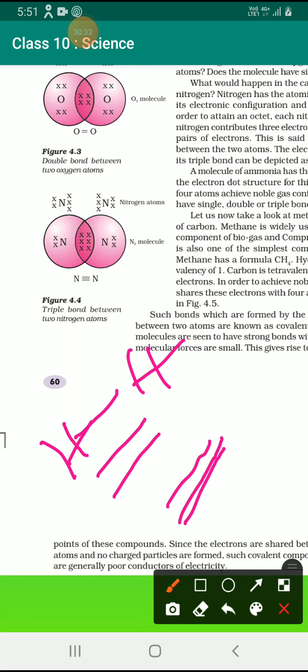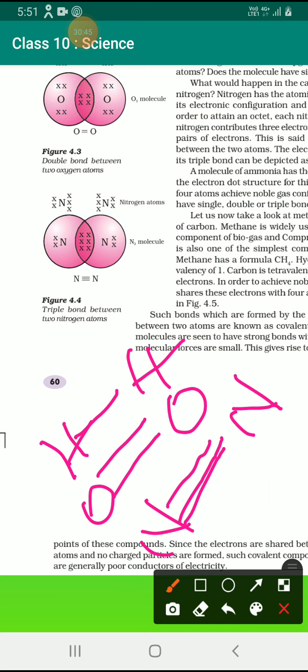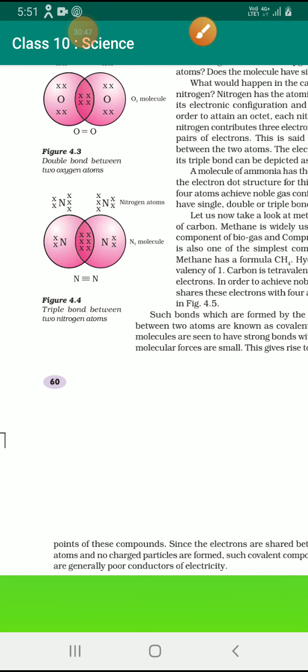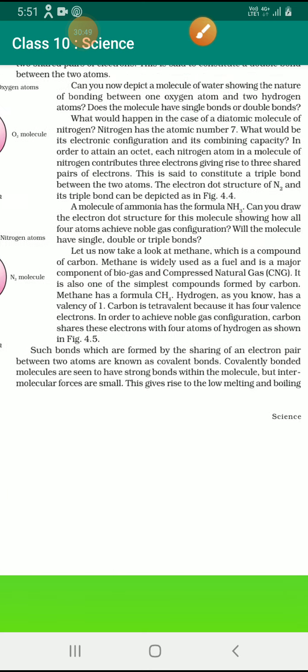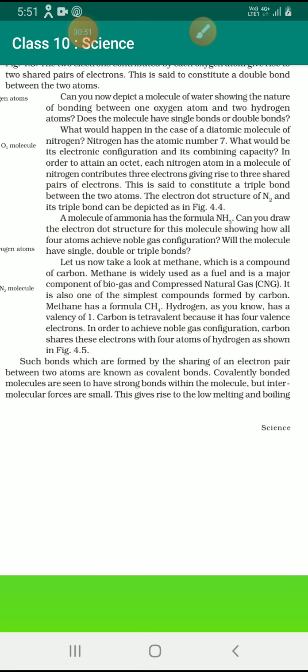Single bond, double bond, example oxygen, we can say that. And triple bond, example you can say nitrogen, N, which is an example of a triple bond, right? So molecules are arranged in this way.